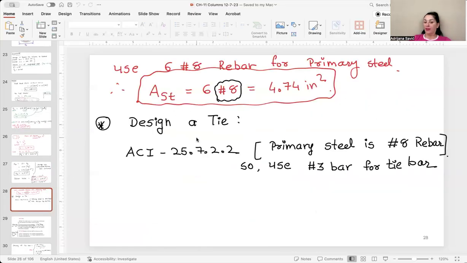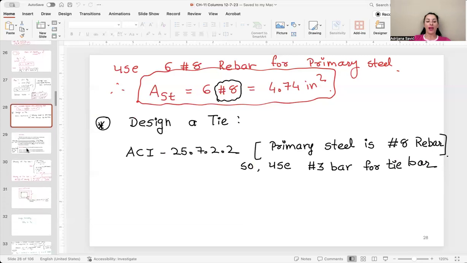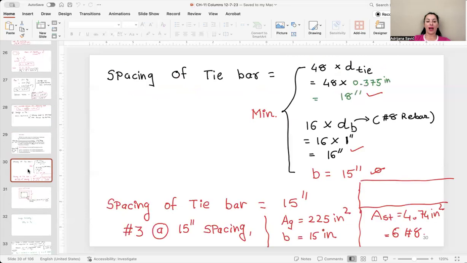So we need to design a tie. Again, for tie, we said the spacing of the tie is 48 times tie diameter. Since it is number 8 rebars, we are assuming tie to be number 3. So 48 times number 3 diameter, 0.375, is 18 inch. Then we have 16 times main rebar, which is 1, that is 16, and the width of the column is 15. So we will go with 15 inch tie spacing.